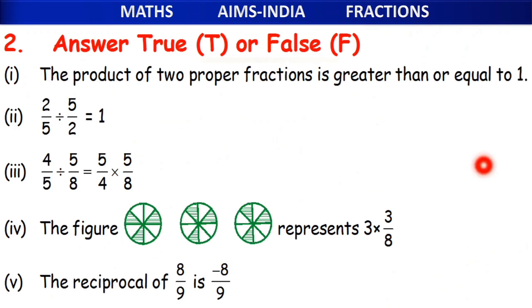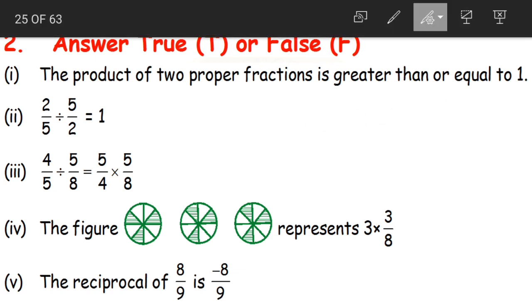Moving on to some true or false questions. The product of two proper fractions is greater than or equal to 1. Now what are they saying? The product of two proper fractions. Let us take two proper fractions. What are proper fractions? Proper fractions are those in which the numerator is less than the denominator. Now 1 by 6 is a proper fraction and 2 by 5 is another proper fraction.